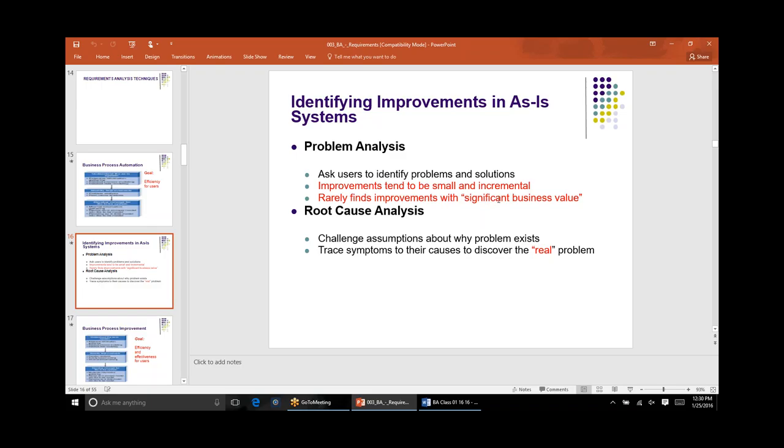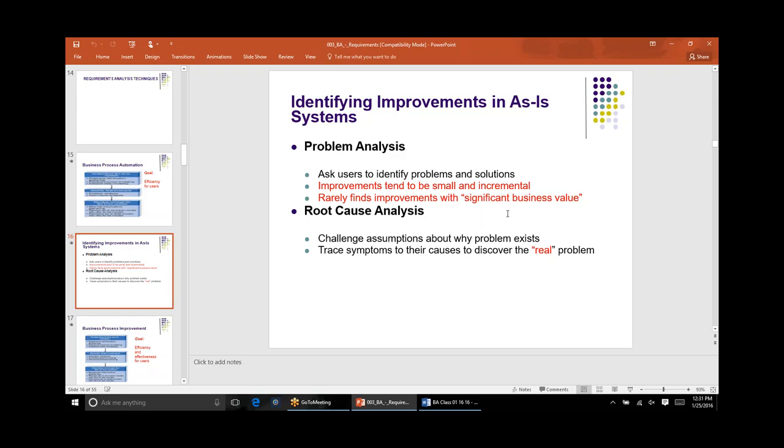Improvements tend to be small and incremental. Really, we really find improvement with a significant business value. That's an important statement. Really find improvement with a significant business value.